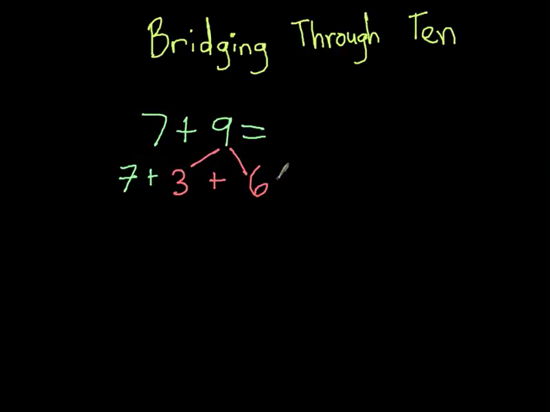So now we've broken it down into a problem that might not seem easier to solve, but I think in reality it is, because 7 plus 3 is 10, and then you bring down the rest of it, 10 plus 6, and 10 plus 6 is 16. I found that students can add through 10 easier, because you're just adding 6 to 10, and that is a little bit easier than 7 plus 9.